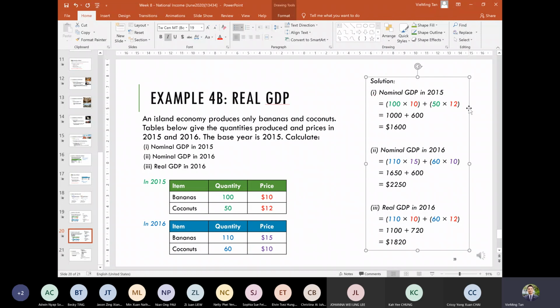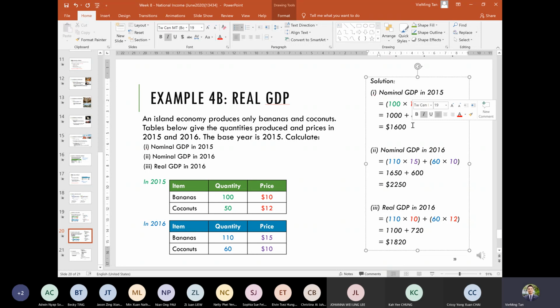So nominal GDP for 2015 is, banana GDP is 100 multiplied by 10, you get this answer, and then plus the coconut GDP, which is 50 multiplied by 12. Simplify, you'll get 1,600.